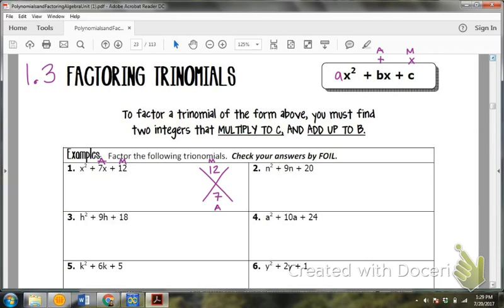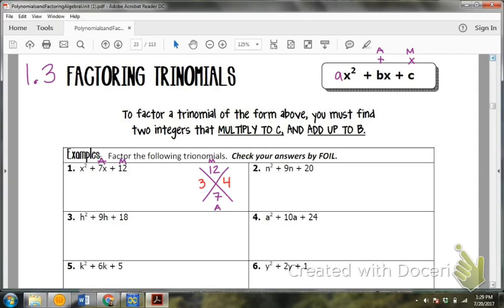So if we think, Samantha, what numbers did you say? Multiply to get 12 but add to get 7? Samantha? Oh, sorry. 3 and 4. Ashley is your spokesperson today. 3 and 4. Would you guys agree if you multiply 3 times 4, you should get 12? And if you add 3 plus 4, you should get 7. Cool with that? All right.